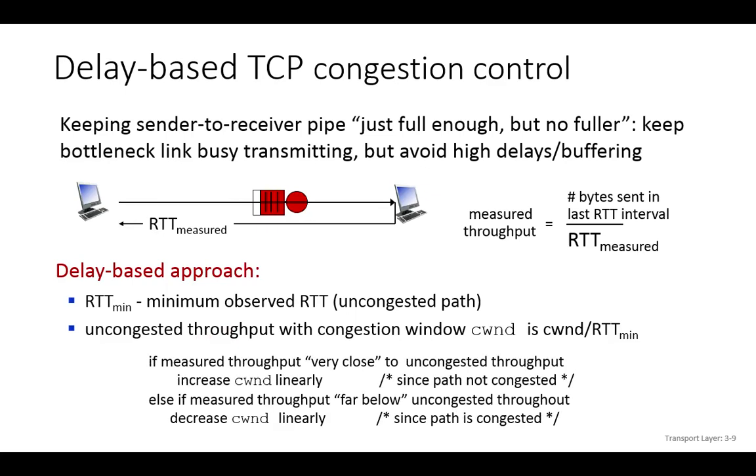After computing this uncongested throughput, if the sender is sending more data, the sender will compute the RTT and the throughput. If that throughput is very close to this uncongested throughput, then the congestion window is increased linearly. For example, if we have sent 1 packet, then we will send 1 packet more. If we have sent 2 packets, then we will send 1 more packet, making 3 packets. Otherwise the congestion window is decreased linearly. So this is the working of delay based TCP congestion control.